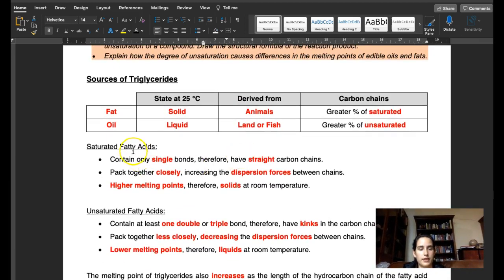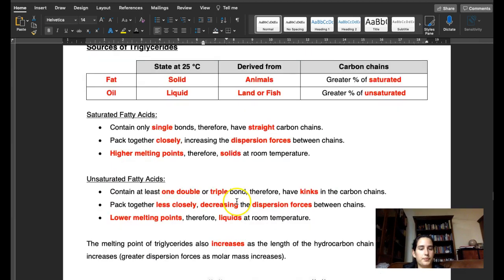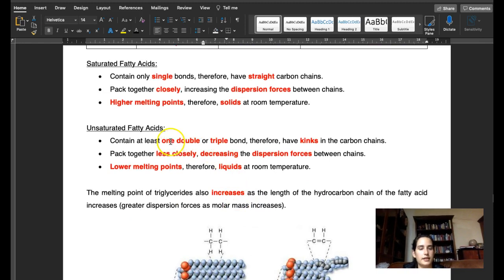So if we have saturated fatty acids, they contain only single bonds and straight carbon chains. Therefore, they can pack together closely, increasing the dispersion forces, and therefore they have higher melting points and are solids. If you've got unsaturated, they contain at least one double or triple bond and have kinks. Everywhere there's a double bond or a triple bond, they're going to have a kink. And therefore, because we've got kinky structures packing on top of each other with branches, they're going to pack together less closely, and the dispersion forces are not going to be as strong. They have lower melting points, therefore, and are liquids at room temperature.